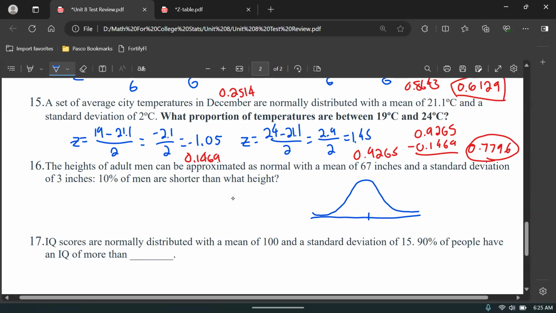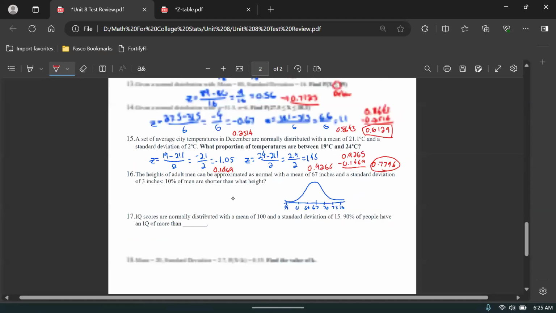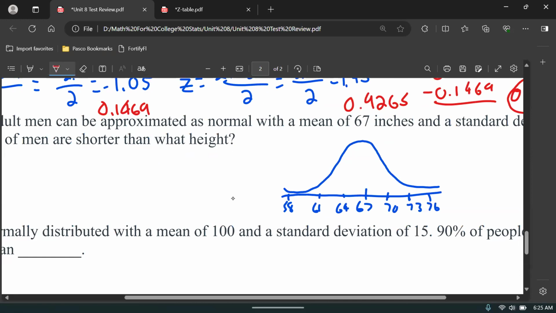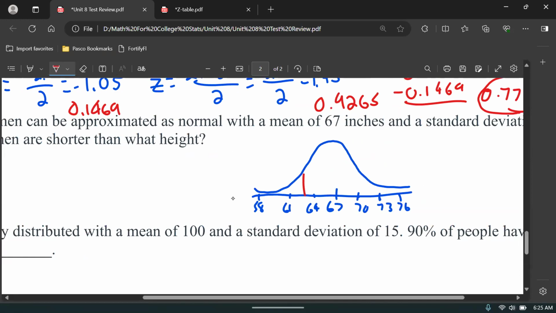we have 67, and then standard deviation is 3, so this would be 70, 73, 76. And then backwards, this would be 64, 61, and 58. And it says 10% of men are shorter than what height? So we're looking for the shortest 10%. We don't know exactly where that is, but we know it's roughly about this region, right? This is what we're looking for, the shortest 10%. And we're looking at what X value is that cutoff at?